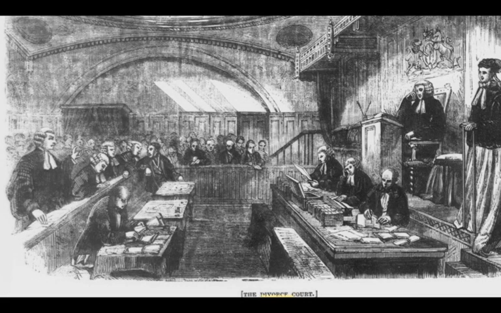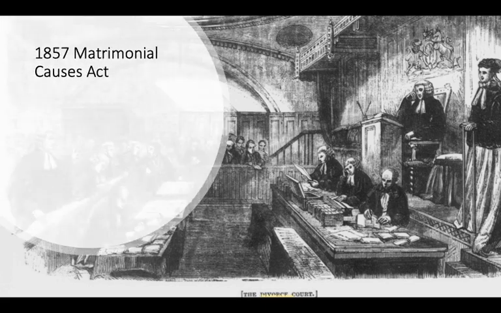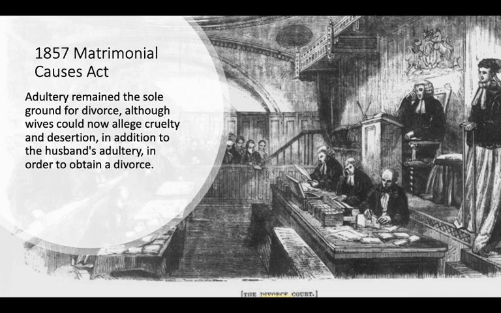That's before 1857. In 1857, the Matrimonial Causes Act comes in. Adultery remained the sole ground for divorce, although wives could allege cruelty and desertion in addition to the husband's adultery in order to obtain a divorce.